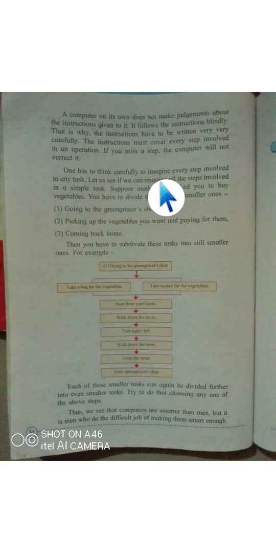One has to think carefully to imagine every step involved in any task. Let us see if we can imagine all the steps involved in a simple task. Suppose mother has asked you to buy vegetables. You have to divide the task into smaller ones. Our mother said to go to the market and buy vegetables.